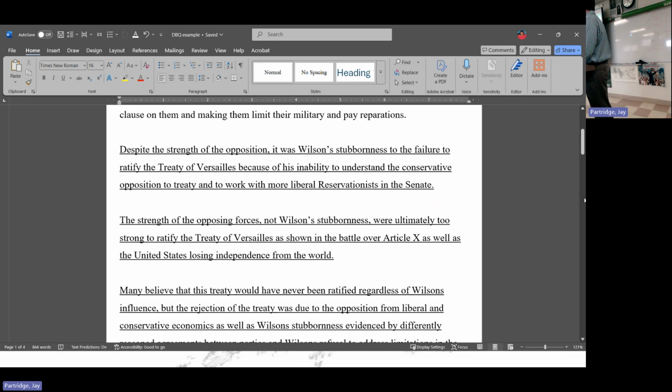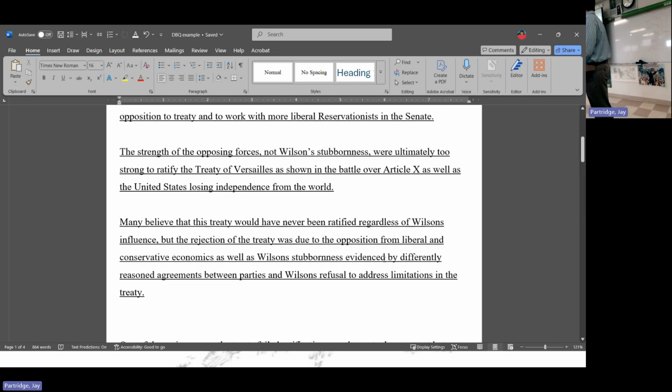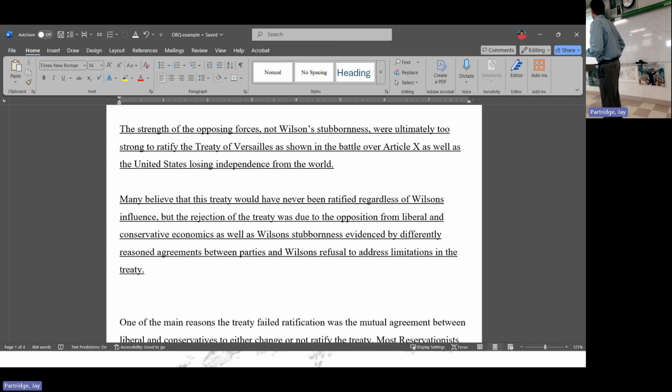Do not use a thesis statement or a document in your topic. Many believe the treaty would never be ratified regardless of Wilson's influence, but the rejection of the treaty was driven by opposition, and then Wilson's stubbornness. Body paragraph 1. Wilson refused to address the limitation of the treaty, paragraph 2.